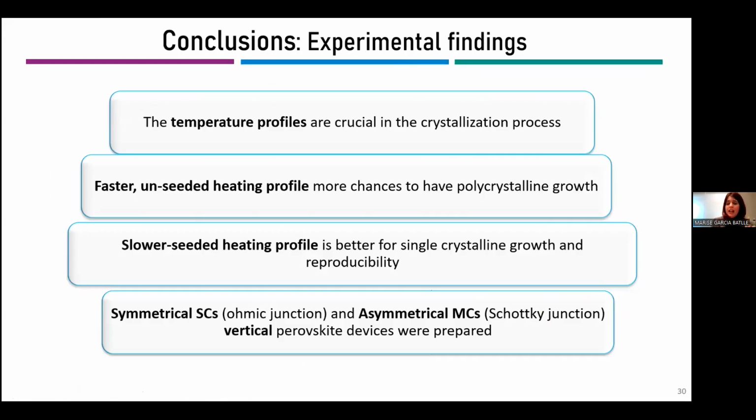So again, finally, I would like to conclude, I'm almost in time. Basically, about the experimental findings, we found that the ITC method works, but we need to optimize this method. The faster seeded heating profile didn't work for us because we ended with many polycrystalline samples, but the slower seeded heating profile works for us, and we obtain good single crystals with a high degree of crystallinity and high reproducibility of our experiments. We use symmetrical single crystalline samples and asymmetrical microcrystalline perovskite in order to minimize the dark current.